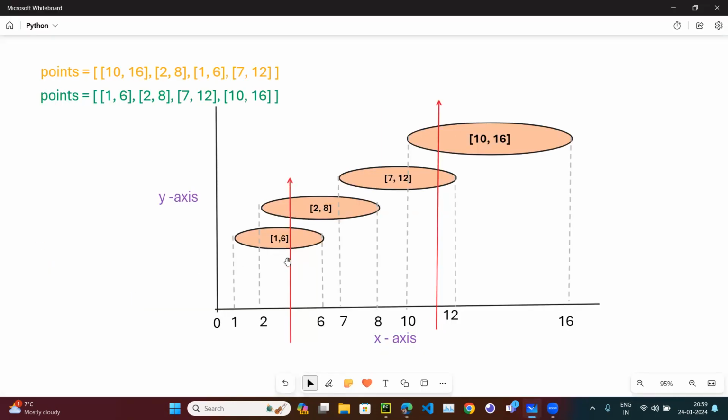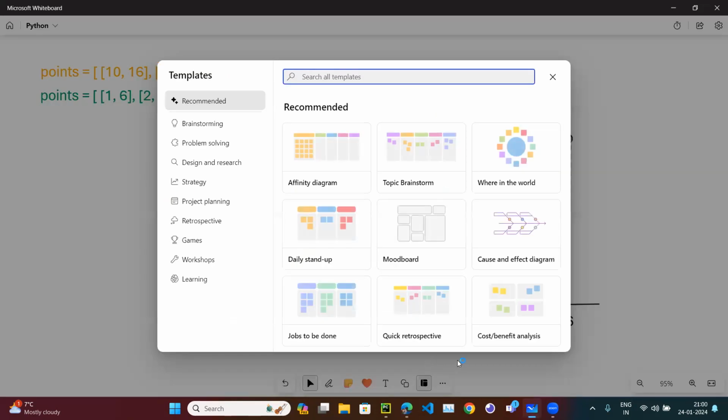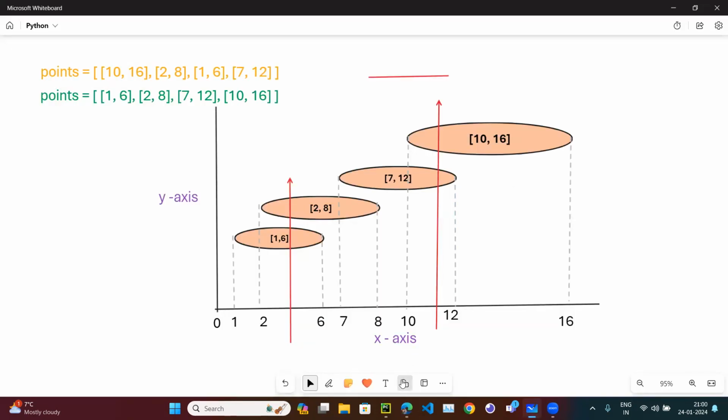But from the coding point of view, how do we do that? How are we going to know whether we need to shoot from here or from here? So basically, if the points overlap, if two balloons overlap, then it means they can be burst by one arrow, right? So to find whether the balloons overlap or not, let me draw something. If there is one line here and there is another line here.